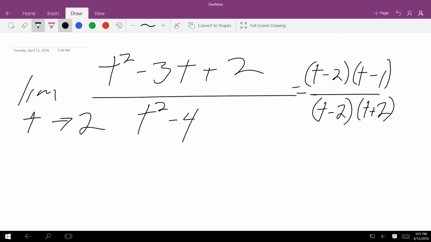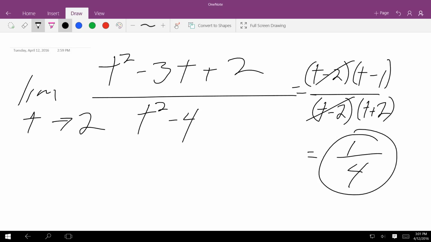Get rid of t minus 2 on both, and then substitute. Let's try resubstituting again. So it would be 1 over 4. Yeah, that's the limit.